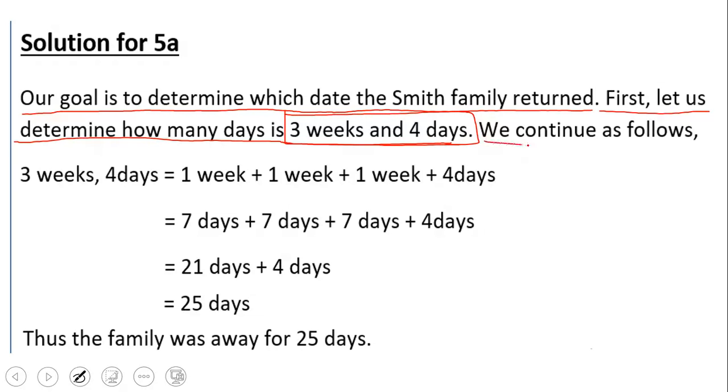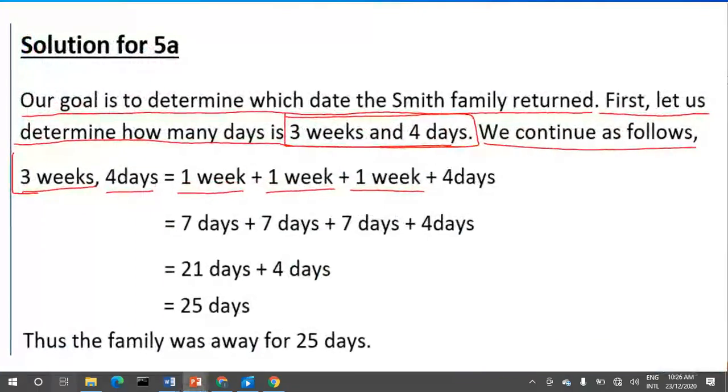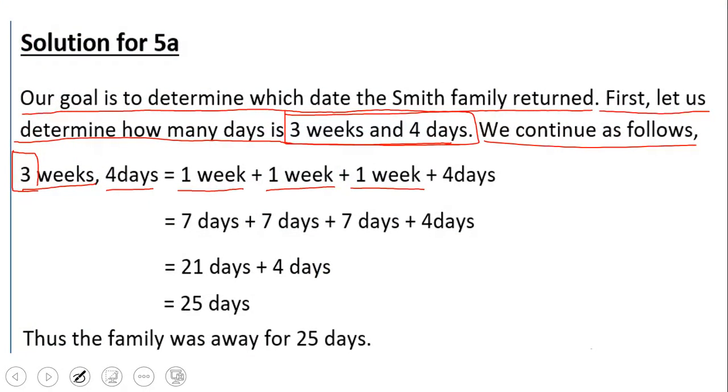Okay, we continue as follows. 3 weeks and 4 days equals 1 week plus 1 week plus 1 week. Why? Because we have 3 weeks. So 3 weeks, we could split that into 1 week, 1 week, and 1 week. So 3 weeks and 4 days equals 1 week plus 1 week plus 1 week plus 4 days. And what is 1 week? Well, 1 week equals 7 days.